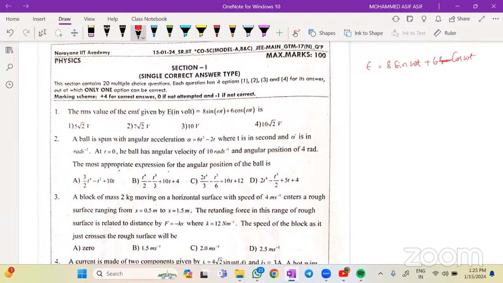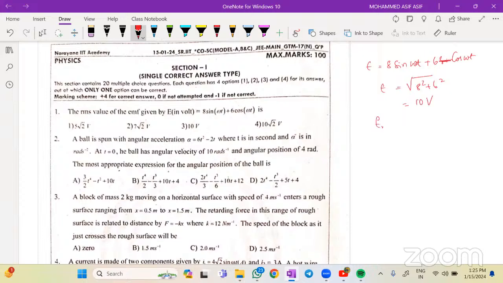E RMS is asked. So E peak I can write in terms of the angle between both of them, which is 90 degrees, sine and cos. So the E naught value will be equal to the square root of 8 squared plus 6 squared, that is equal to 10 volts.